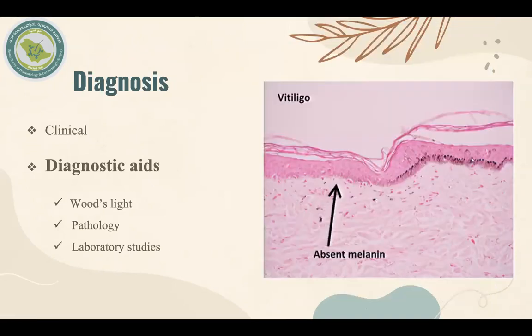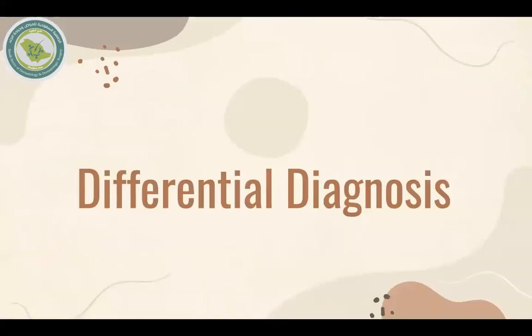The pathology: a skin biopsy actually is not routinely required for the diagnosis of vitiligo, but if there's a questionable diagnosis, they may ask for pathology. We can see melanocytes are absent here in the pathology. Laboratory studies: vitiligo is known to be an autoimmune disease, so we do a screening for other autoimmune disease, such as autoimmune thyroid disease.